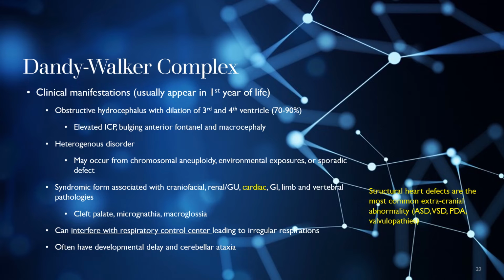It should be noted that this is a heterogeneous disorder, and so the presentation of these patients may vary greatly depending on associated conditions. It can present from chromosomal abnormalities, from environmental exposures, or it could just be a sporadic defect. There's a syndromic form of Dandy-Walker complex that's associated with craniofacial, renal or GU, cardiac, GI, limb, and vertebral pathologies. I've highlighted cardiac because it is the most common extracranial abnormality, which can present with ASD, VSD, patent ductus arteriosus, or other valvulopathies.